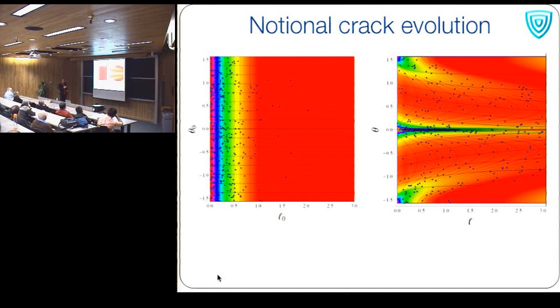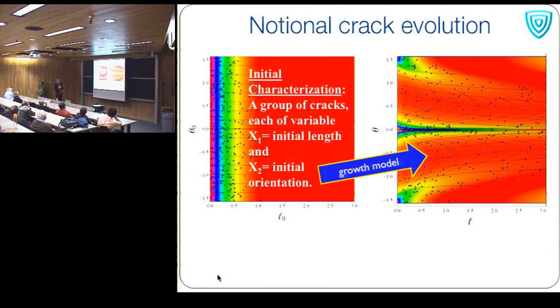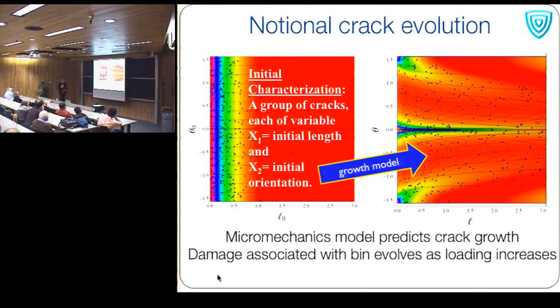And so there's this notion that the cracks evolve as we're loading. So the bins themselves, a crack doesn't move from bin to bin, but the bin itself is evolving in crack length space. So there's a growth model that takes us from the initial characterization out. The micromechanics model is what tells us how those cracks will grow. And the damage associated with the bin evolves.